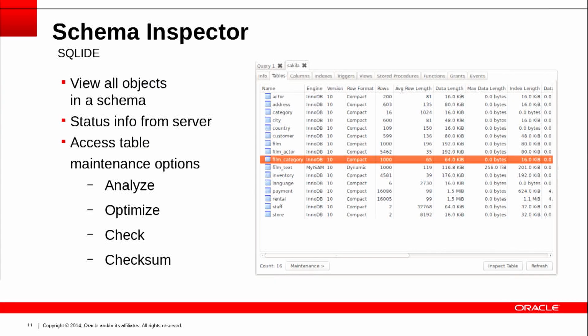So one of the things is Schema Inspector. It's a tool that allows you to first view all objects in the schema, right? So we've got the tables, we've got the columns. There's also, of course, the info tab, the general info. There's columns, indexes, triggers, views, stored procedures, functions, grants, so permissions, and the event scheduler, events.